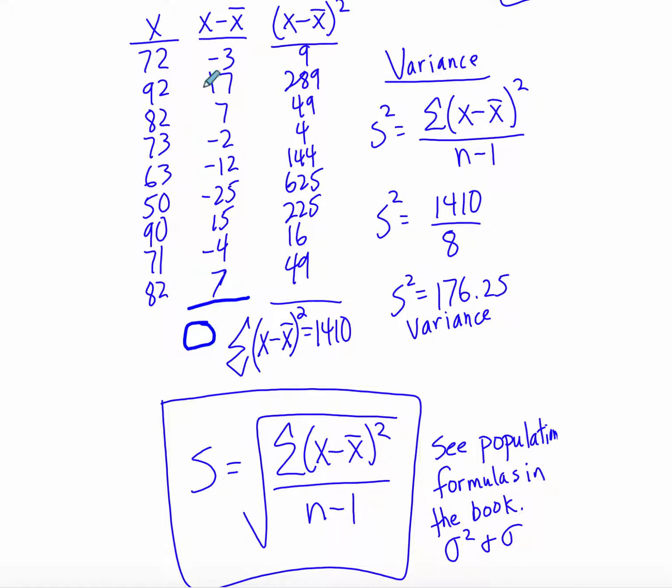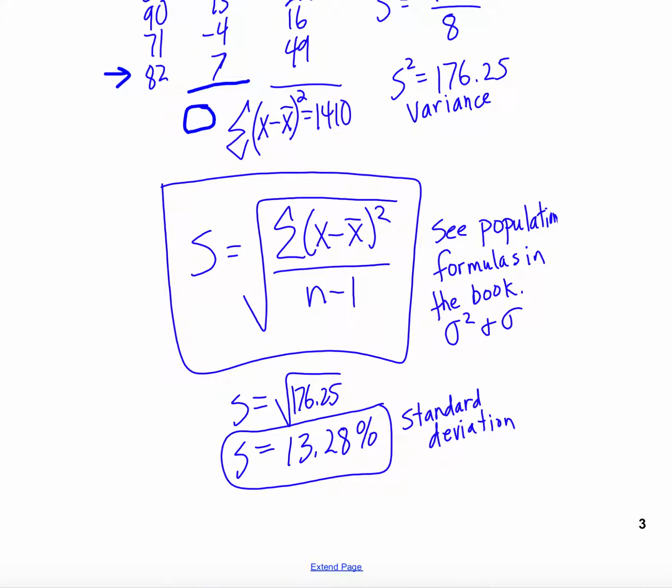The other reason is that this column has to add to 0. Because it has to add to 0, I don't have any freedom for this last number here. So this last number had to be 7 or I wouldn't have gotten 0 here. So this number had to be 82. So I don't have 9 data values really. I really have 8 that have freedom of choice. The last one had to be chosen for me, basically. All right.